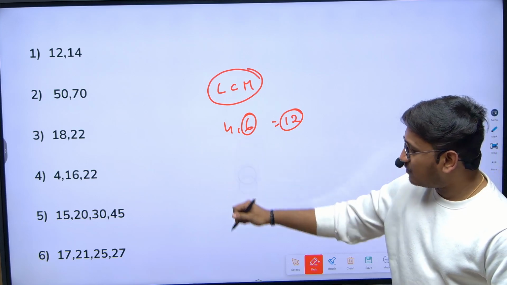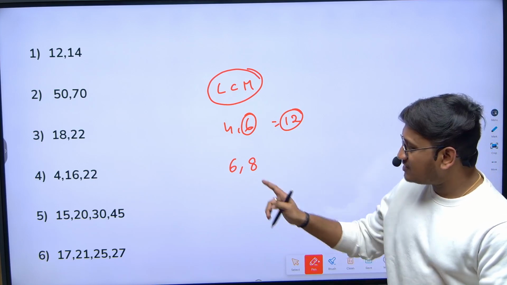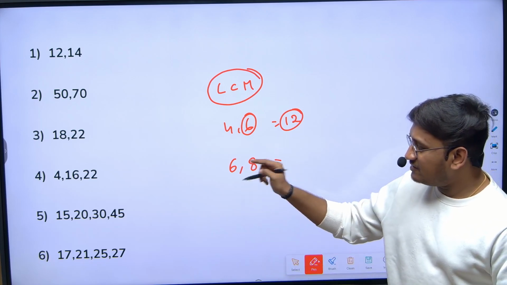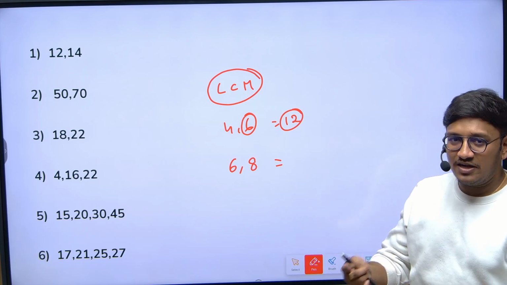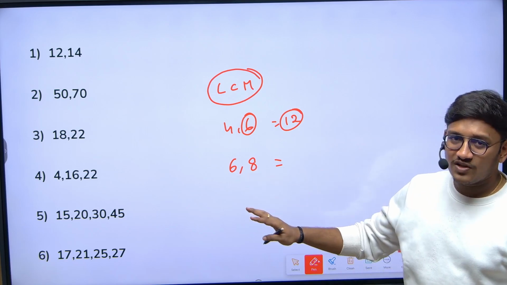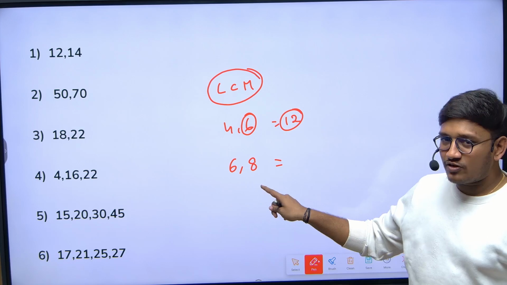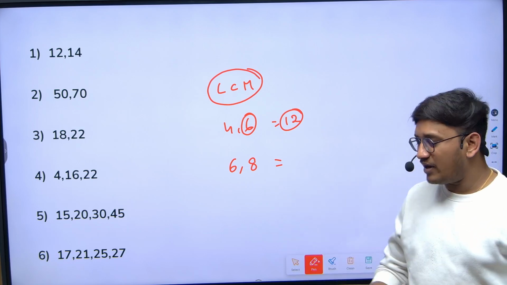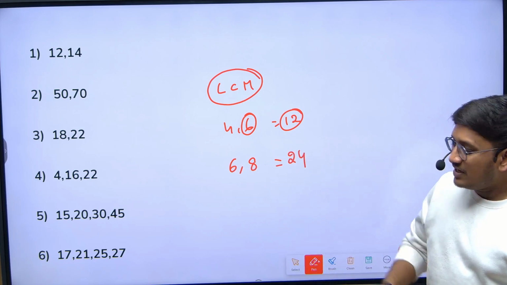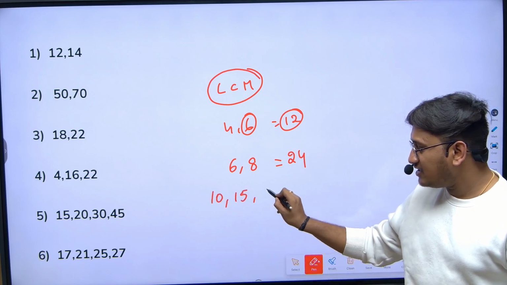Let's take one more example, 6 comma 8. When calculating LCM for 6 comma 8, what is the highest number in the list? 8. Is 8 exactly divisible by 6? No. So you check the next multiple of 8. 8 times 2 is 16. Is 16 divisible by 6? No. Next, 8 times 3 is 24. Likewise, keep checking with multiples of the highest number. 24 is exactly divisible by 6, so the answer is 24.